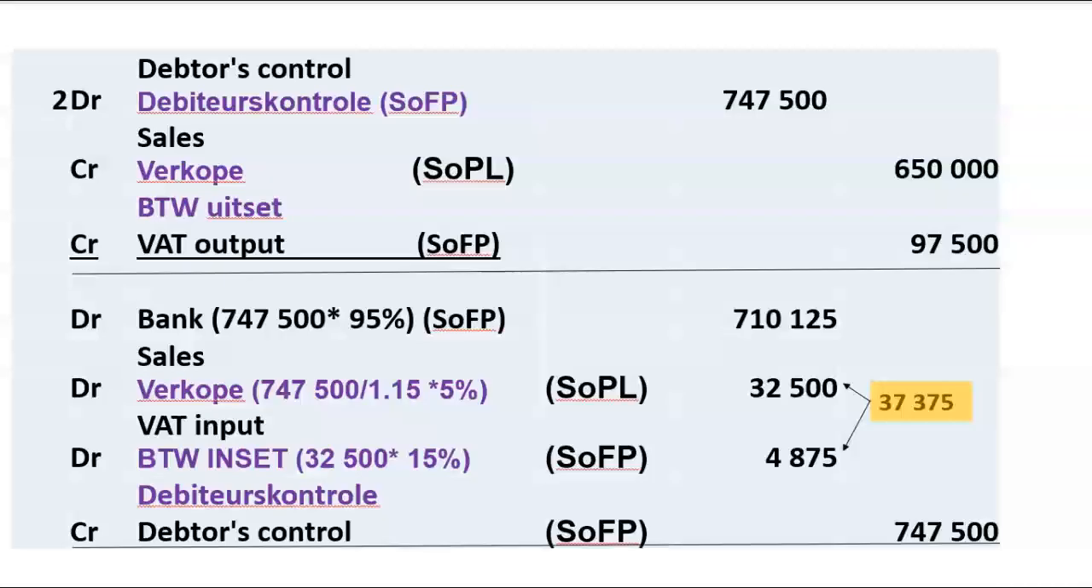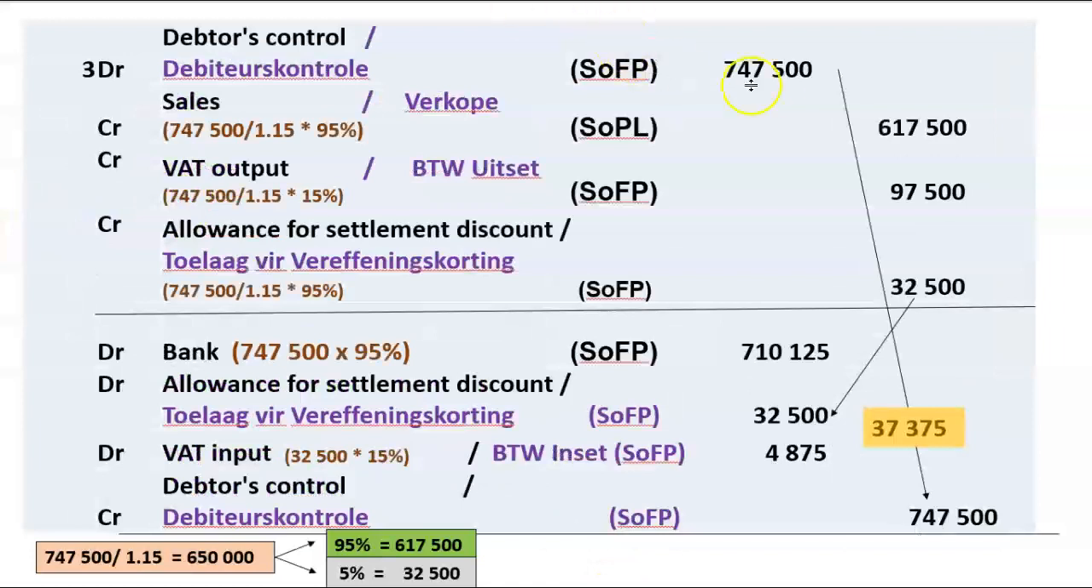Number one, determine the invoice price. So what is my invoice price? 100 computers multiplied by 7,475. So that amount, 747,500, that's the invoice value, and it will be debited against our debtors control account. Step number two, take out the VAT. What is then the VAT exclusive price? 650,000. Break up the VAT exclusive price into its two legs. The one leg, 95%, will go to sales. So sales, 95%, 617,500.